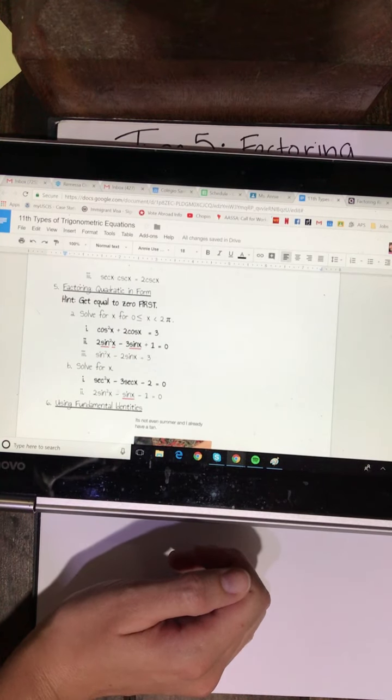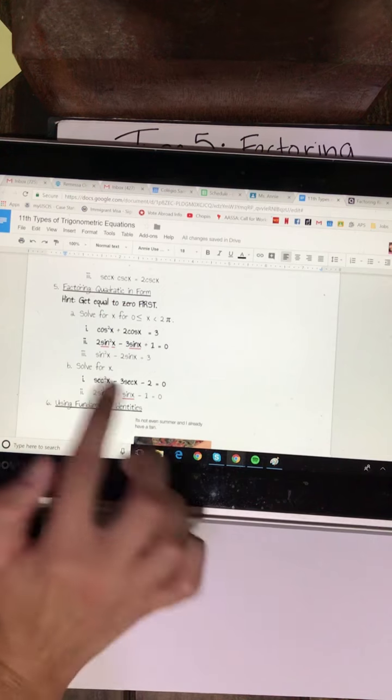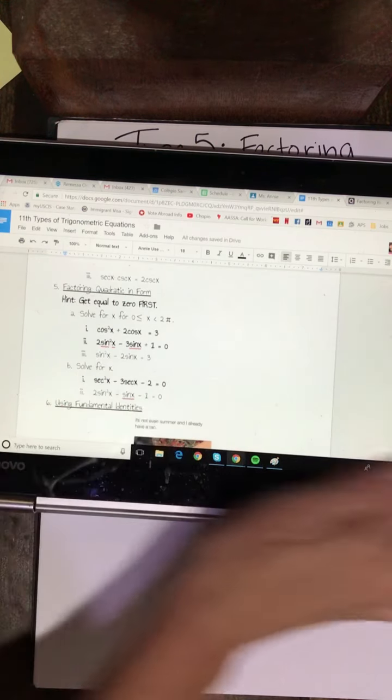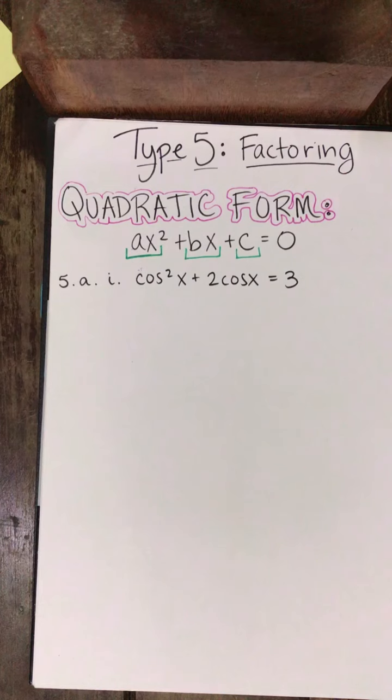So if you get stuck on 1, you can come and check it out. And look, I even gave you a hint. Get it equal to 0 first. That sure is right. That's what we're going to do first. So we've got this equation.